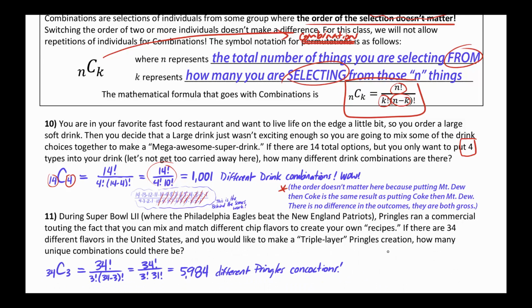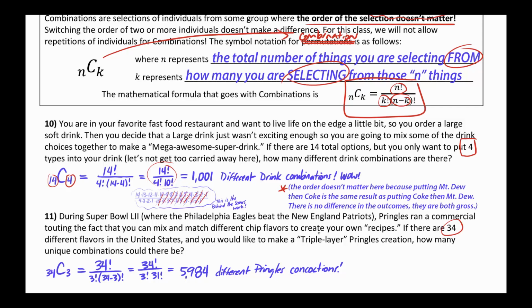Question 11. During Super Bowl LII, which is 52, and this is the most recent Super Bowl where the Philadelphia Eagles beat the New England Patriots, Pringles ran a commercial touting the fact that you can mix and match different chip flavors to create your own recipes. Now, I had to look this up. There are 34 different flavors of Pringles in the United States.